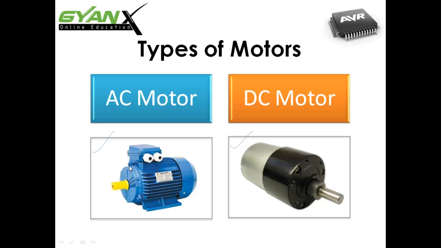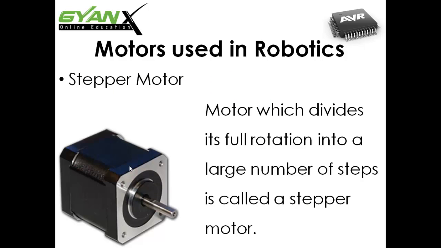DC motors were the first type widely used since they could be powered from existing direct current lighting power distribution systems. A DC motor's speed can be controlled over a wide range. Next we will see what types of DC motor we use in robotics. So basically in robotics we are using three types of motor. One is the stepper motor, then the servo motor, and then the geared motor.